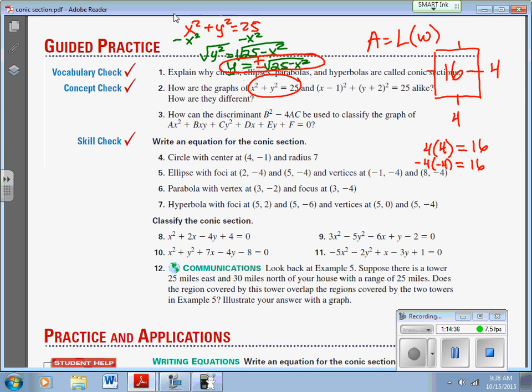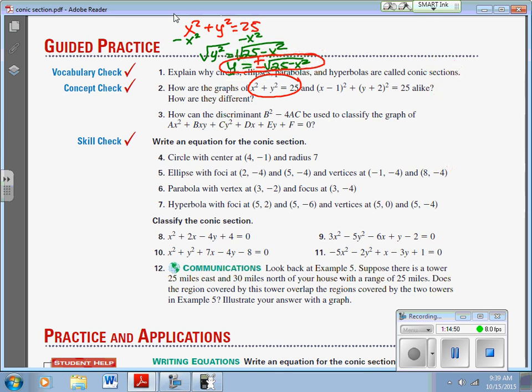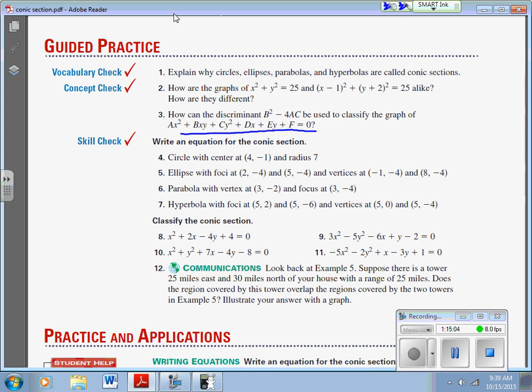All right, so now if you kind of think about it, a lot of this stuff is always going to come back to just plain simple math. Okay? So let's just check to make sure we're good. How can the discriminant b squared minus 4ac be used to classify the graph? Right here, so does everybody understand that? That's why I had you guys put a star by that on the notes at the beginning. That's going to help you determine circle, ellipse, parabola, or hyperbola. Those are the four. Yeah.